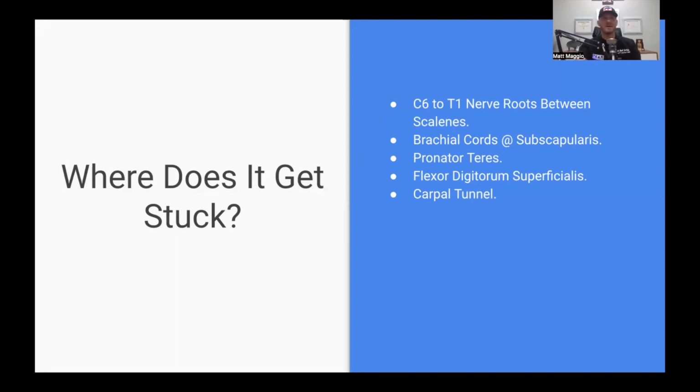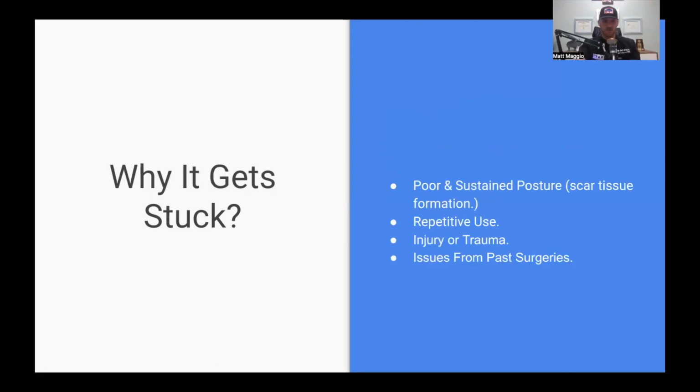The next area where it can get caught is really deep in the forearm, in the flexor digitorum superficialis. It's one of the main flexors of the forearm. It can get caught in there as well. And then the last area where an entrapment can occur is right in the palm, in the carpal tunnel itself. So there's a lot of areas where this nerve can get caught. So why does it get stuck? Why does it get caught?